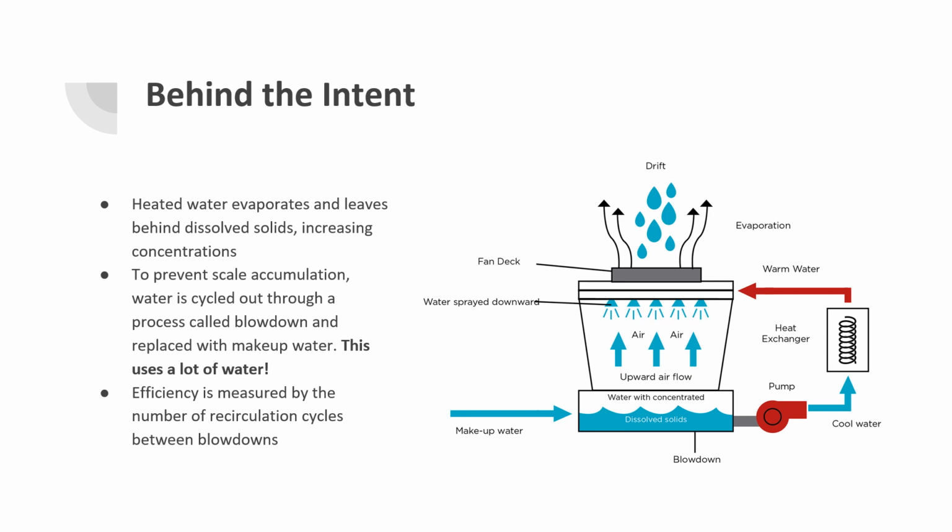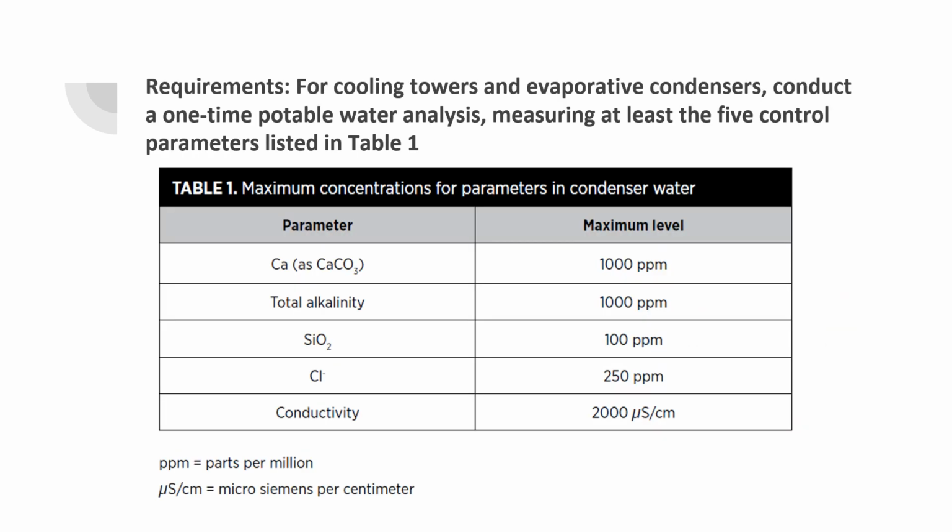A blowdown can use thousands of gallons of water, which is bad for water efficiency. Efficiency, in this case, is measured by the number of recirculation cycles between blowdowns. For cooling towers and evaporative condensers, a one-time potable water analysis must be conducted to measure the levels of the 5 control parameters. These parameters being calcium, as calcium carbonate, total alkalinity, silicon dioxide, chloride, and conductivity. The actual levels of these control parameters are used to calculate the maximum number of cycles between blowdowns. We will look at an example of this on the next slide.